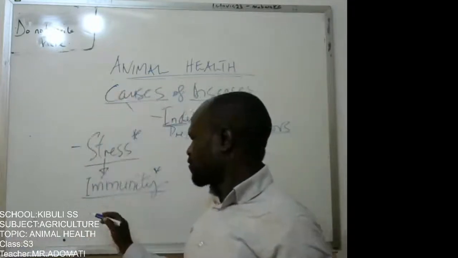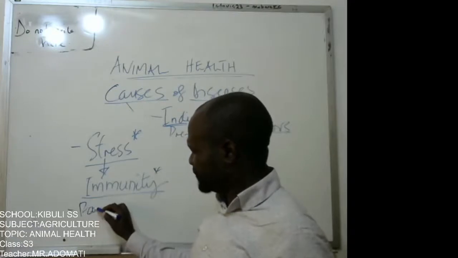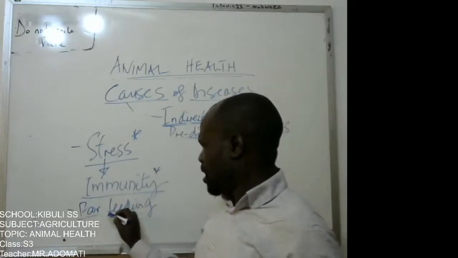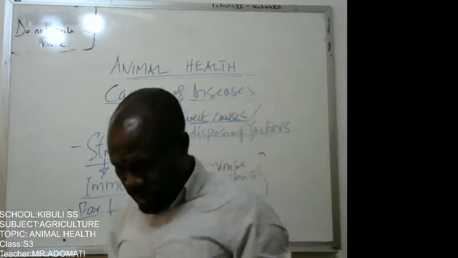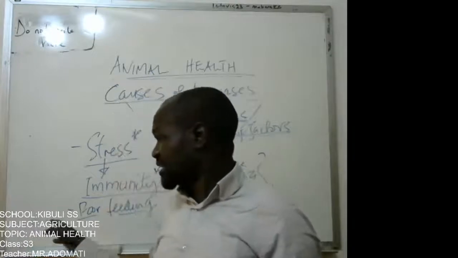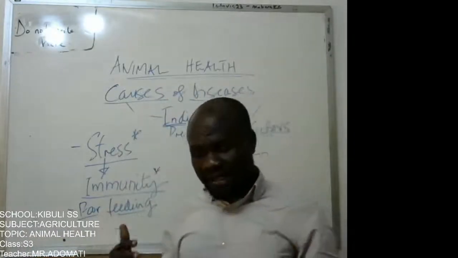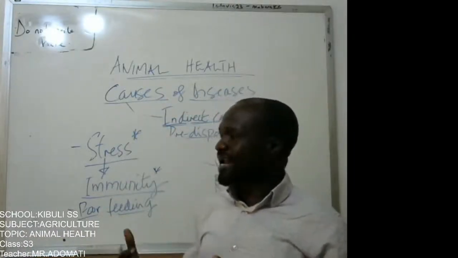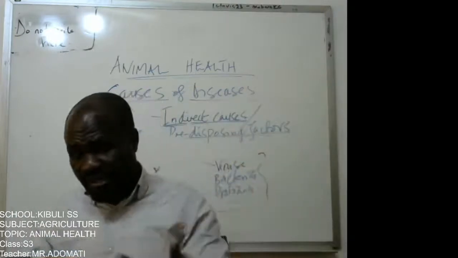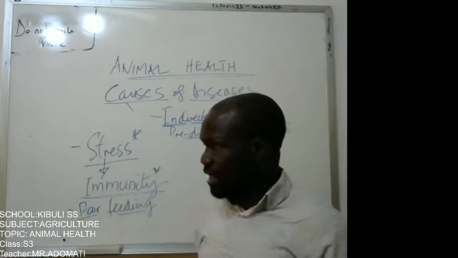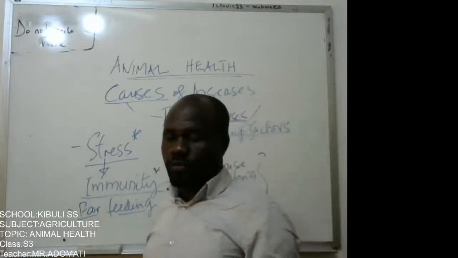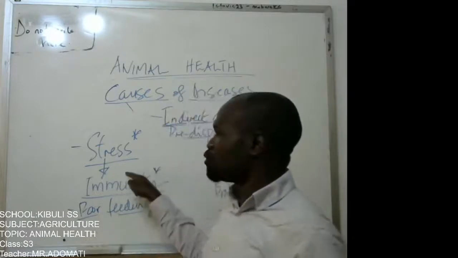Then the other obvious one is poor feeding. Poor feeding means feeding animals on a diet that is, remember we looked at livestock nutrition. We said livestock are supposed to be fed on a balanced diet, on a diet that contains the different necessary nutrients that animals require for proper growth. If you're feeding an animal poorly, what is going to happen is that its immunity is going to be low.